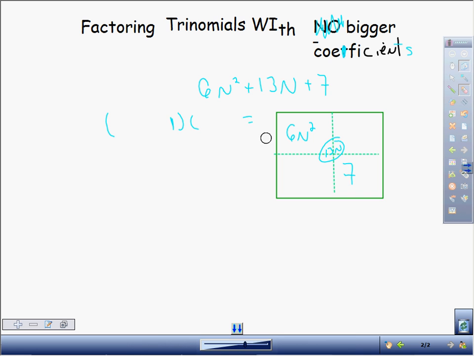Whoops, I want to erase this. We already decided the only two things that multiply to 7 are 1 and 7, right? So you know that a 1 has to go either here or here, and it doesn't really matter which one you put where, okay? And then something else has to go over here and here, okay?